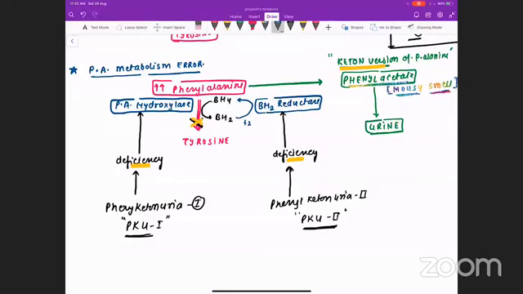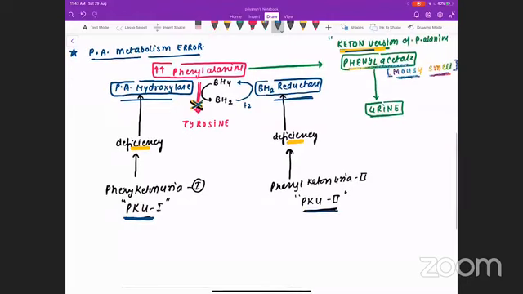In PKU1, the etiology is the deficiency of hydroxylase, whereas in PKU2, the deficiency is of reductase. And whatever is the deficiency, ultimately the ketone version is going to come into the urine, that is leading to mousy smell of the urine, and this condition is called phenylketonuria.